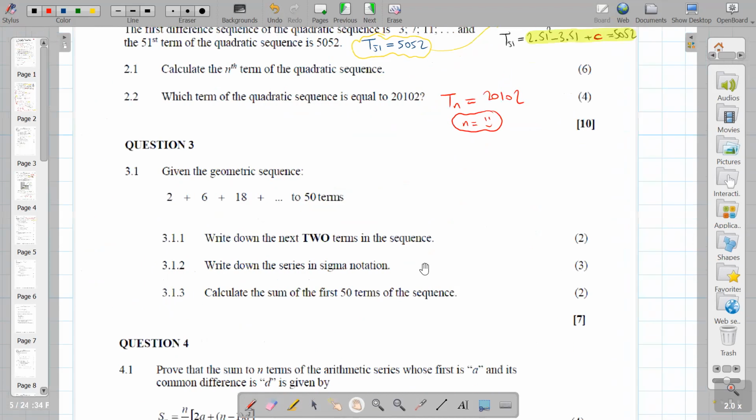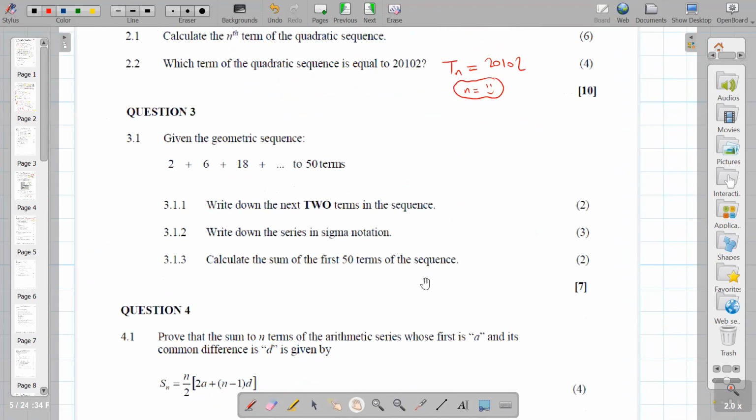Geometric sequence, given there are 50 terms, write down the sum in sigma notation. Okay, I can write in sigma notation. So in sigma notation, what do we write here? That's a bit different question. I will write the number of terms. So I can say n is equal to 1 to 50 because I know there are 50 terms. And inside I will write Tn, the general term. So what is Tn? The Tn formula in this case is A times R^(n-1). So I need to find A is 2 and R is 3, 3^(n-1).